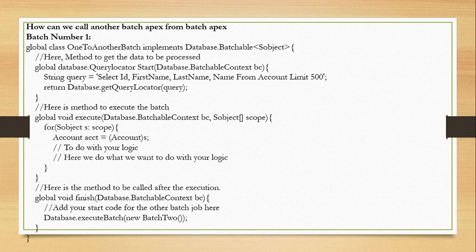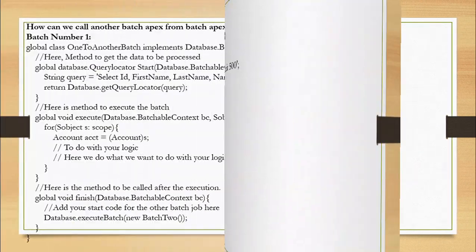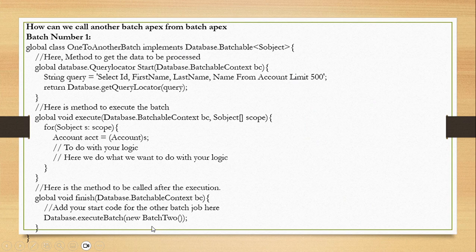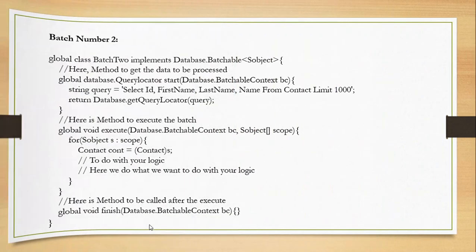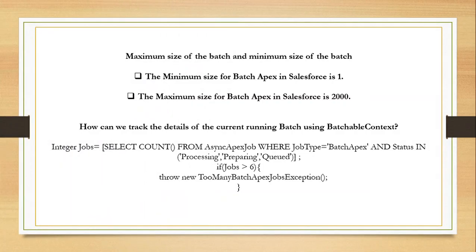How can we call another batch from batch Apex? Here is batch number 1, and it calls batch number 2 inside batch number 1. You can refer to this. Maximum size of the batch and minimum size of the batch: the minimum size for a batch Apex is 1, the maximum size is 2000, and the default batch size is 200.